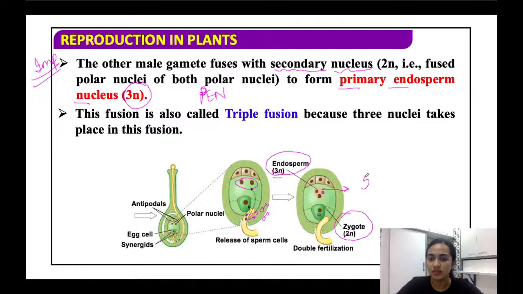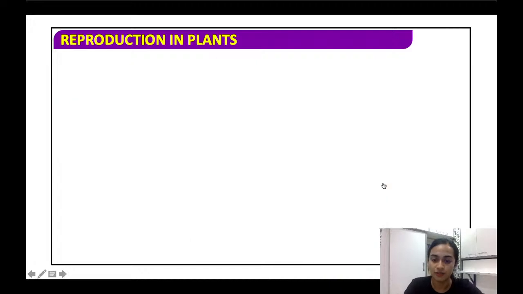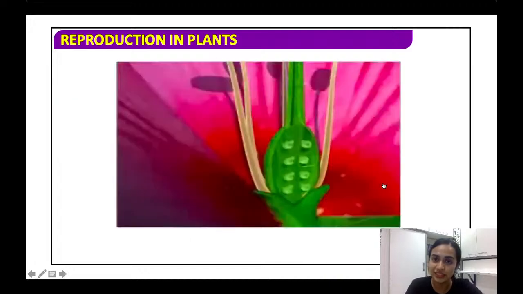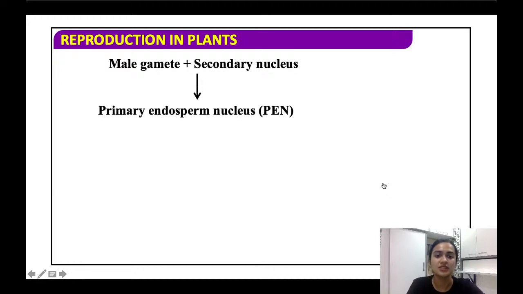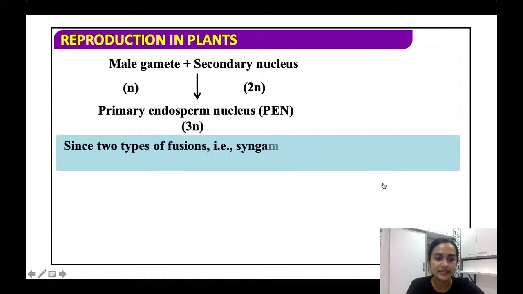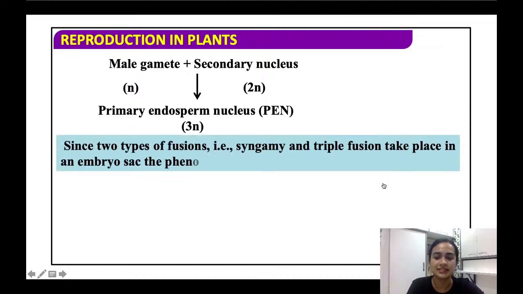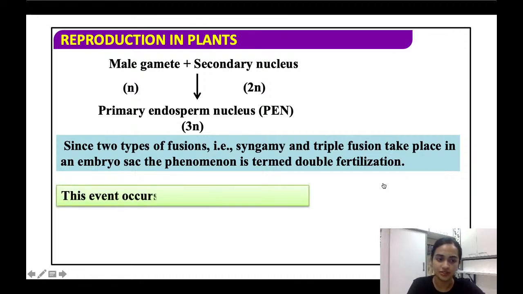So in total, 5N is the contribution in double fertilization. Male gamete plus the secondary nucleus causes the PEN structure, which is triploid. Since these two types of fusion, the syngamy and the triple fusion, take place in the embryo sac, the phenomenon is termed double fertilization.